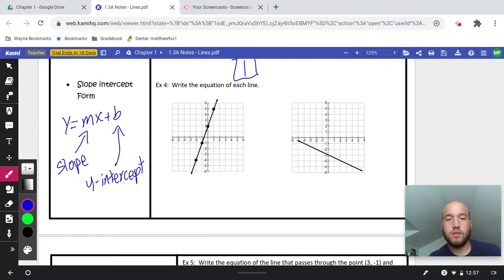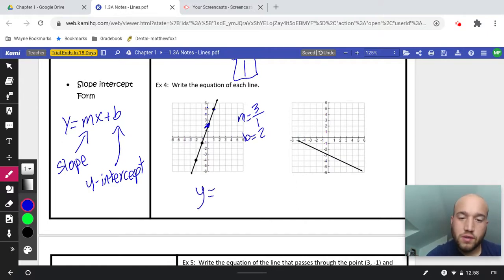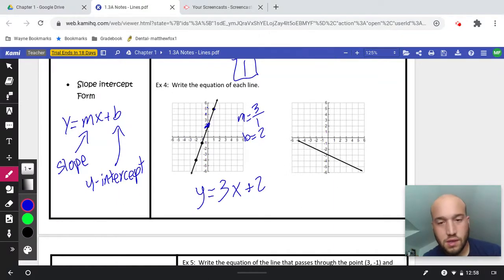All right, so now we want to write this equation in slope-intercept form. Probably the easiest thing to tell is right there, the y-intercept is 2. Now we need to find the rise over run, or the slope, so up 1, 2, 3 over 1. So 3 over 1 for your slope. B is 2. And so our equation will be y equals, you can either do 3 over 1 or just 3, x plus 2. Okay, so then double check it, and we're done.